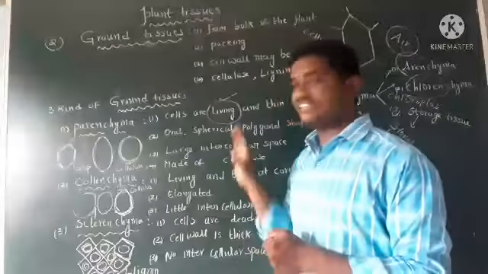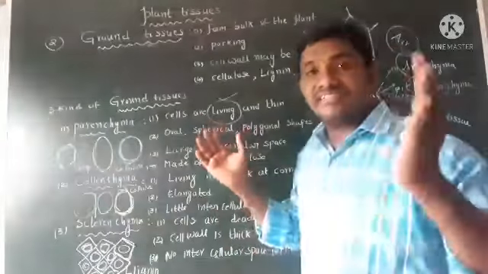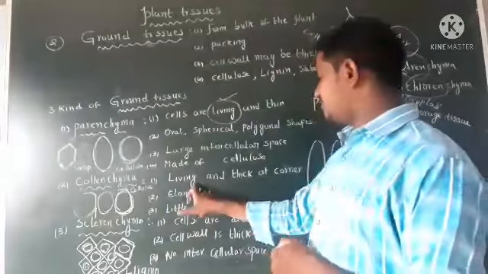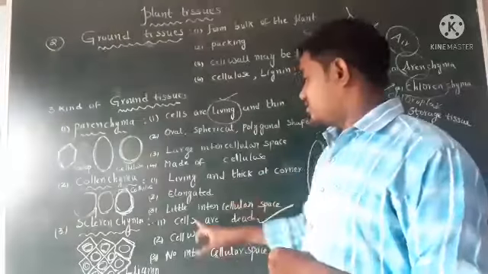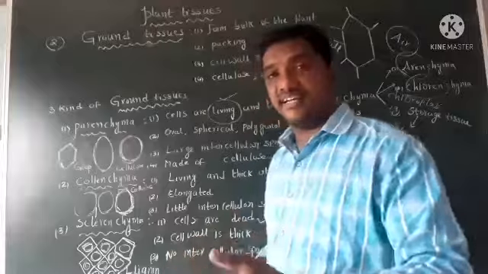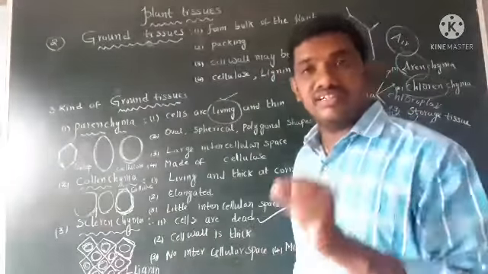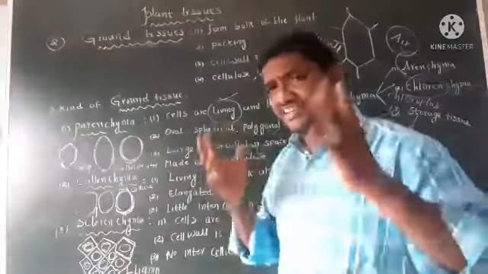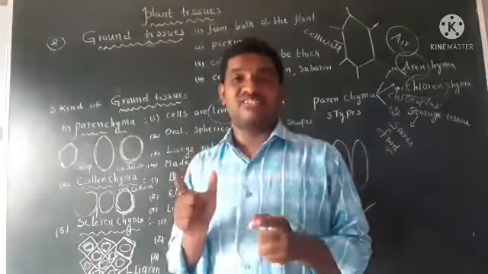That is the first one. These cells are living and thin, oval, spherical or polygonal in shape. Large intercellular space is present. The cell wall is made up of cellulose. Collenchyma: living cells, thick at the corner, elongated cells. Cells are long. Third one, little intercellular space is present. Coming to sclerenchyma, this is a very specialized tissue. Cells are dead. This tissue is dead. Second one, the cell wall is very thick. Third one, no intercellular space. It is made up of lignin. This is about the second type of plant tissue, ground tissue.